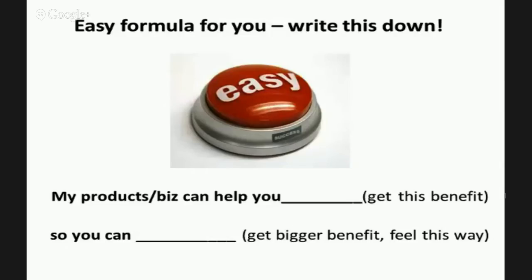So here's the formula. Grab your worksheets. Let's write this down. It's basically just taking what we started previously and adding a little bit to it. So my products or business can help you blank, can help you get this benefit so you can blank. You can get this bigger benefit or this feeling.